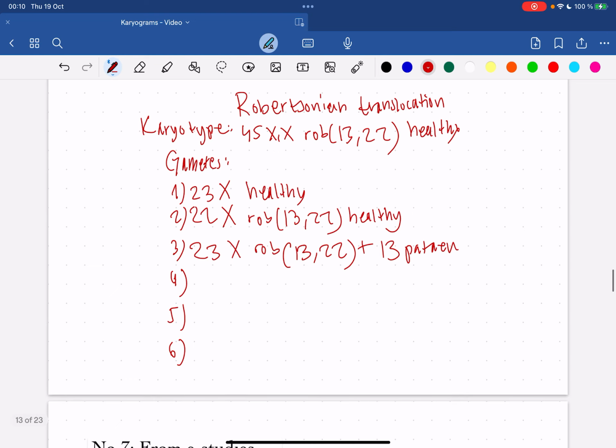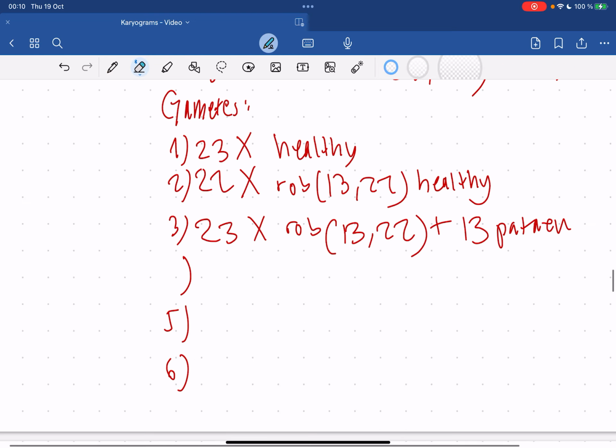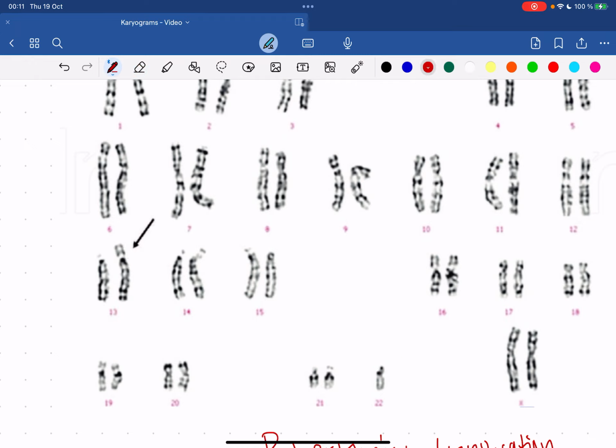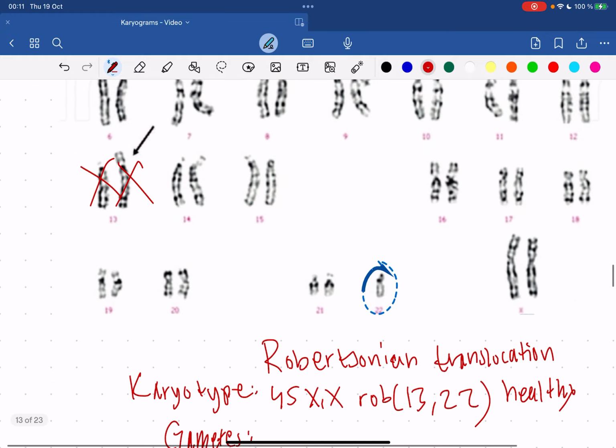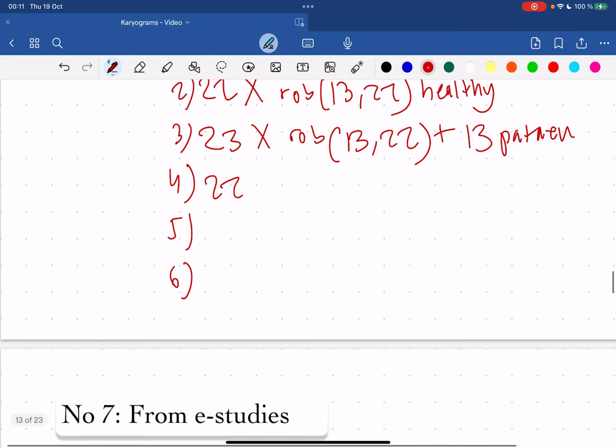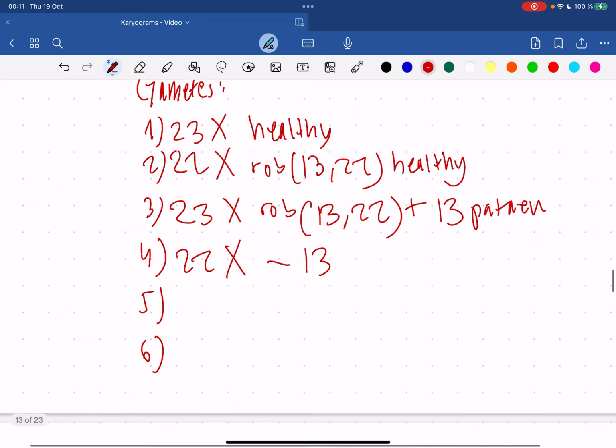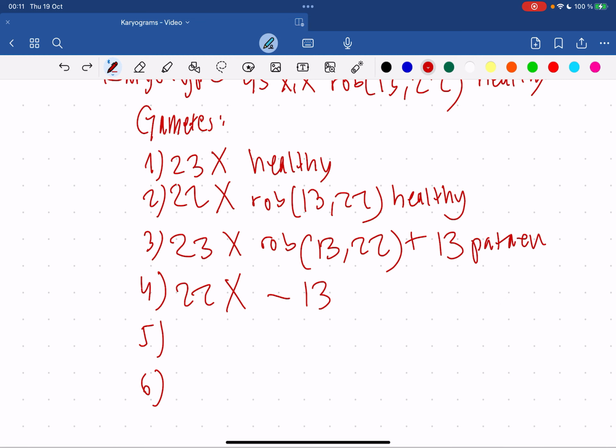Pato, pato. Let's just say it's spelled like that. Number 4 will just be losing 13, so it would be 22. Let's actually show it here. So we only took 22 and we got rid of this. So it would be 22X and then minus 13. And that is going to be Y22 because we're losing a chromosome, right?